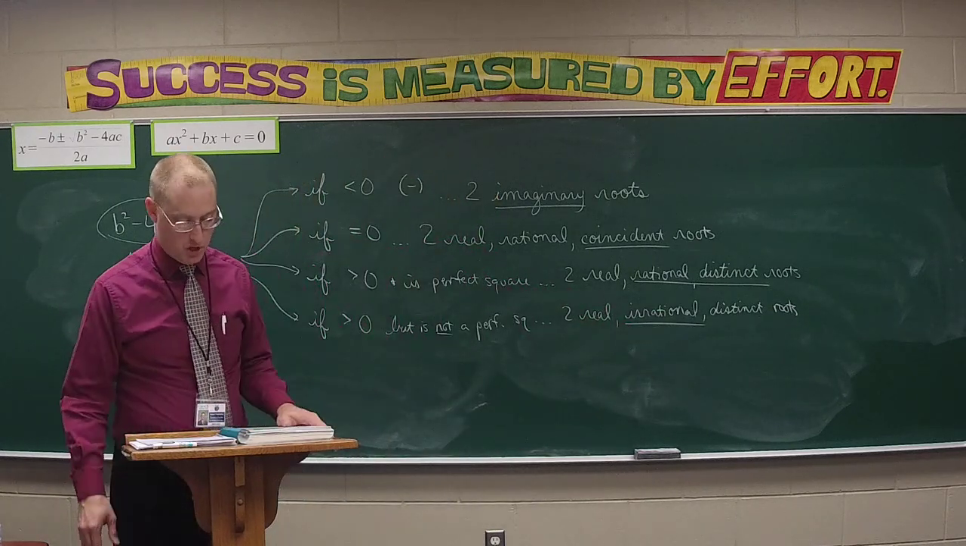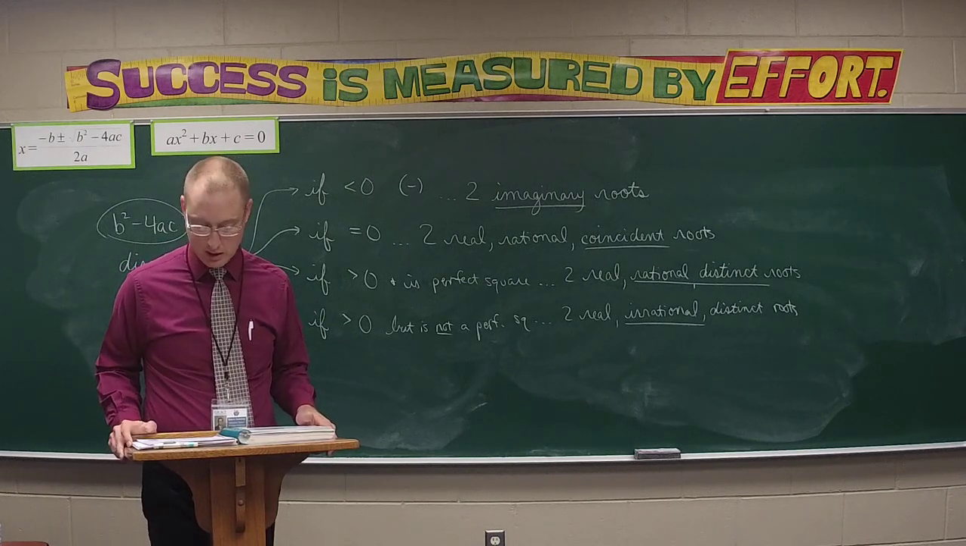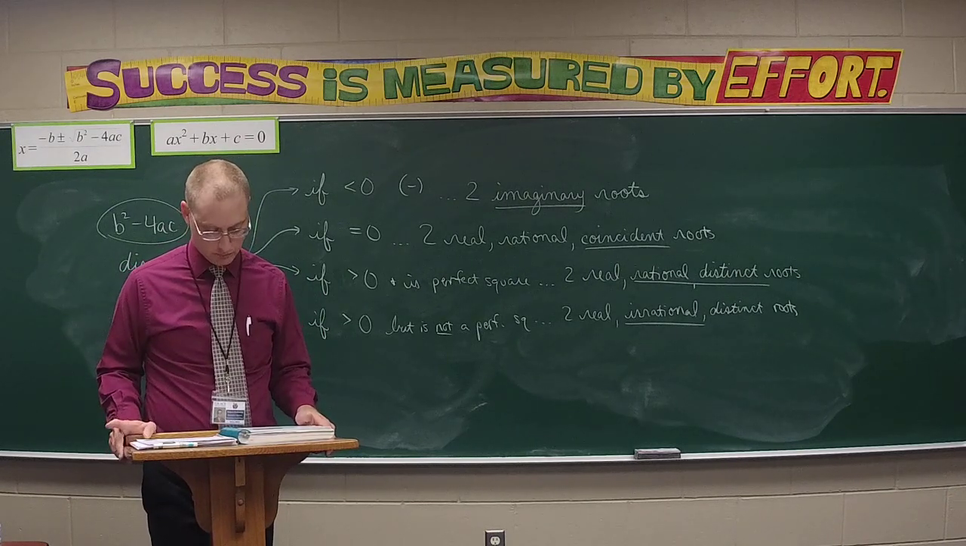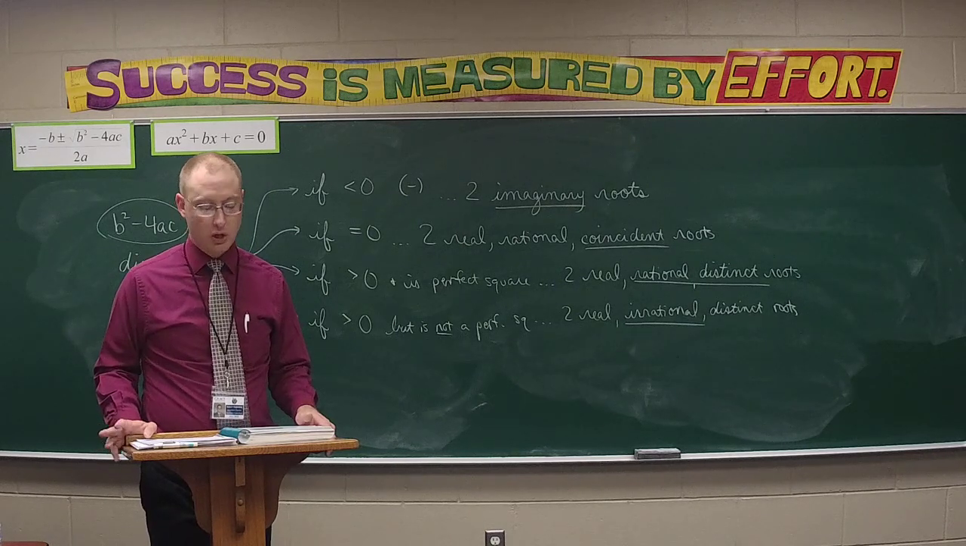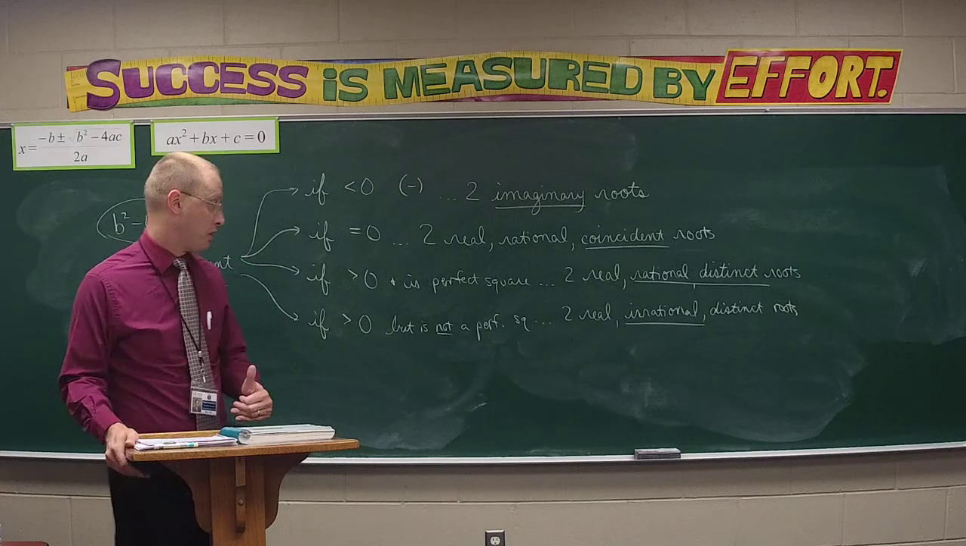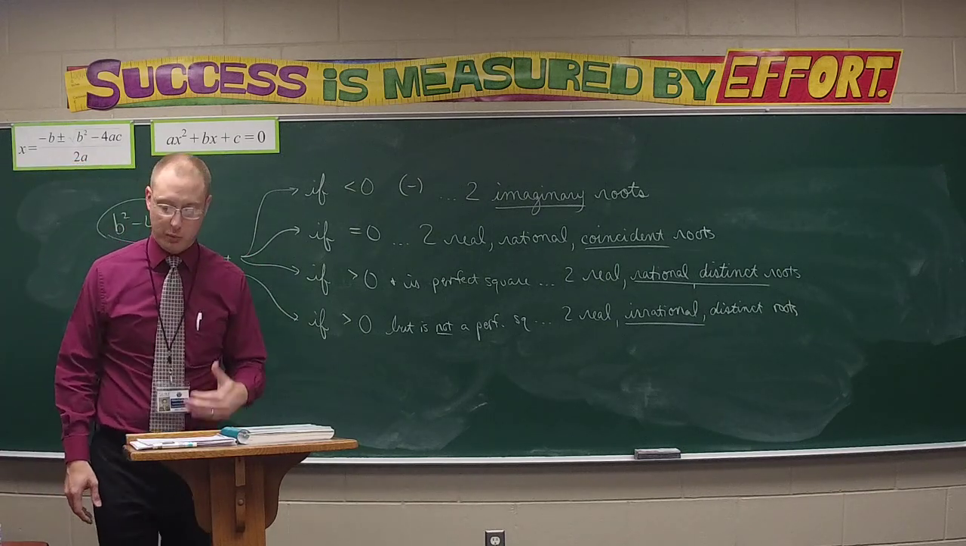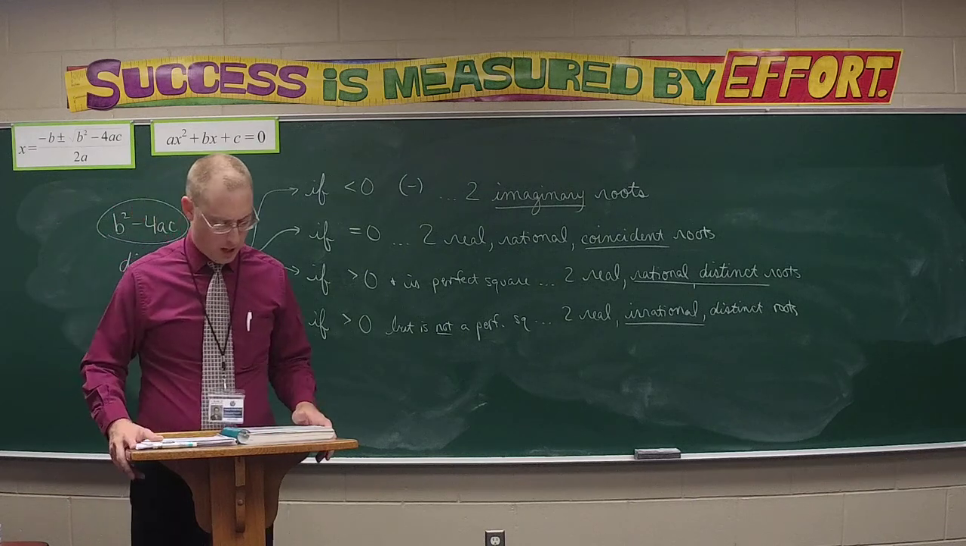What about number 42? If the discriminant is 32, what do we get? Kendall? 2 real irrational distinct roots. Good. Now, you could reduce the square root of 32, right? You'll reduce that down into 4 square root of 2, but you still can't get a rational value from it.